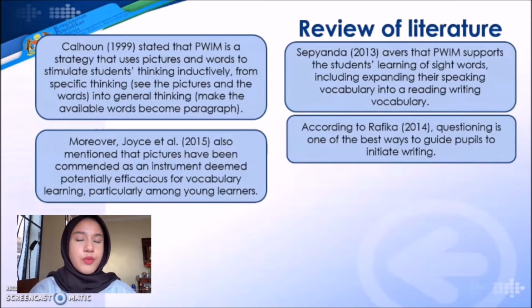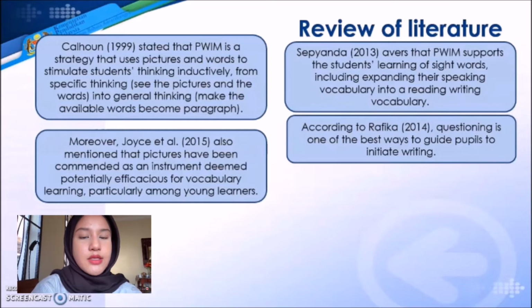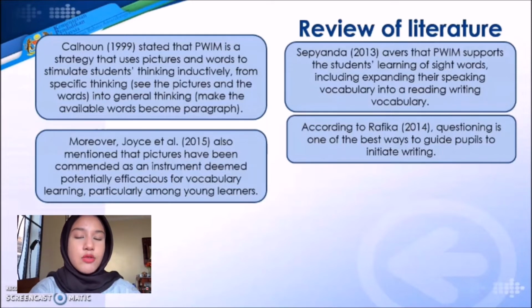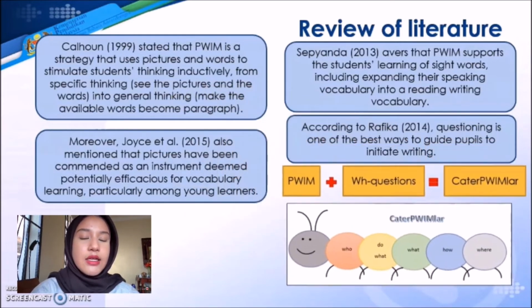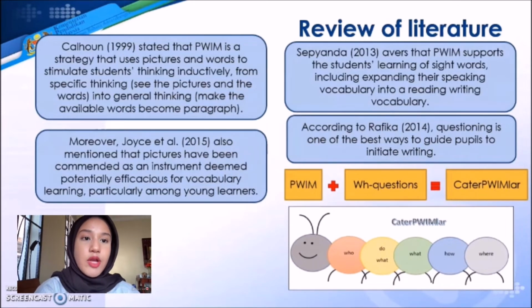To improve pupils' ability to write a descriptive text, teachers should help the pupils generate ideas using appropriate learning activities. According to Rafika 2014, questioning is one of the best ways to guide pupils to initiate writing. WH questions will be used as a technique to help pupils generate and organize their ideas with guidance. Based on these literature reviews, I intended to incorporate the WH questions technique in my action research.